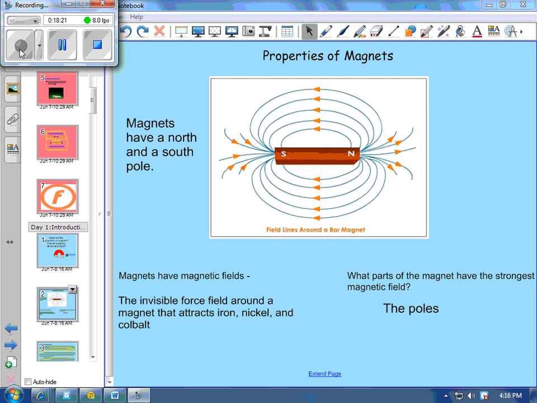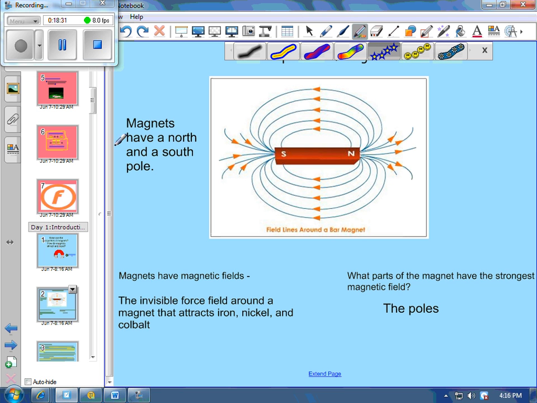And now we're back to the notes. First, on your note sheet, you have what are the properties of magnets. So write this down. Wherever I put a star, we have magnets have a north and a south pole. Magnets have magnetic fields.